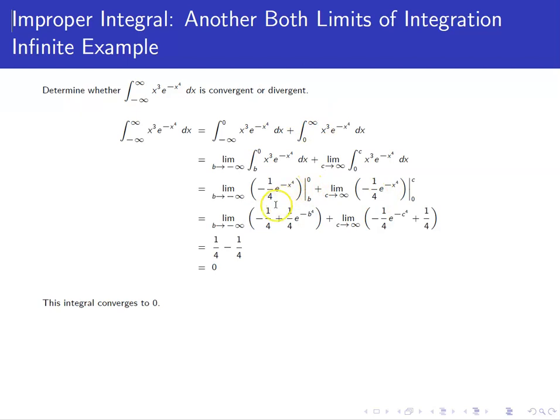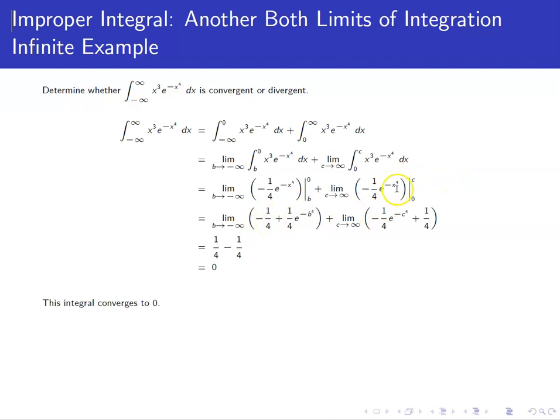Put in 0 for x, we'll get a negative 1/4. Put in b for the x, we'll get a 1/4 e to the minus b to the fourth. As b goes to negative infinity, b to the fourth will go to positive infinity, and we're doing the opposite of that, so we're getting a big negative number in the exponent. So e to that will go to 0. So this will just go to negative 1/4 when we're done.